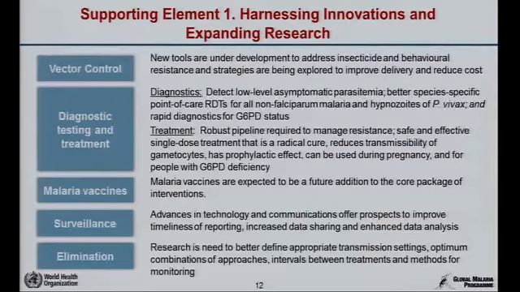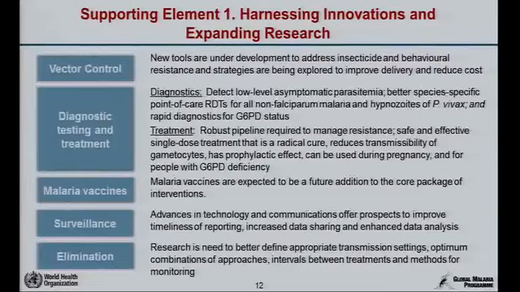Supporting elements, we should be optimistic because we have, I think, a particularly attractive set of innovations in tools and strategies that may be amenable to use in the not too distant future. On the vector control side, not just the new tools that are under development to address both insecticide resistance and behavioral resistance, as well as strategies to explore improved delivery mechanisms and reduce cost.